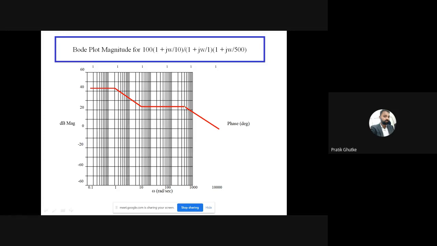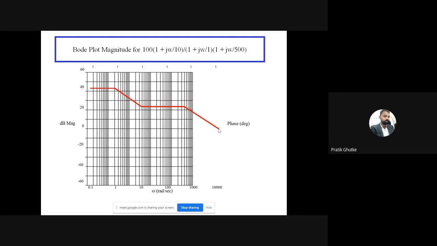Now again after the 0, there is again one pole at 500. So 0 and then minus 20. So again, my slope will go with minus 20 dB per decade line. So have you understood the plot? How to calculate the plot of the given transfer function?